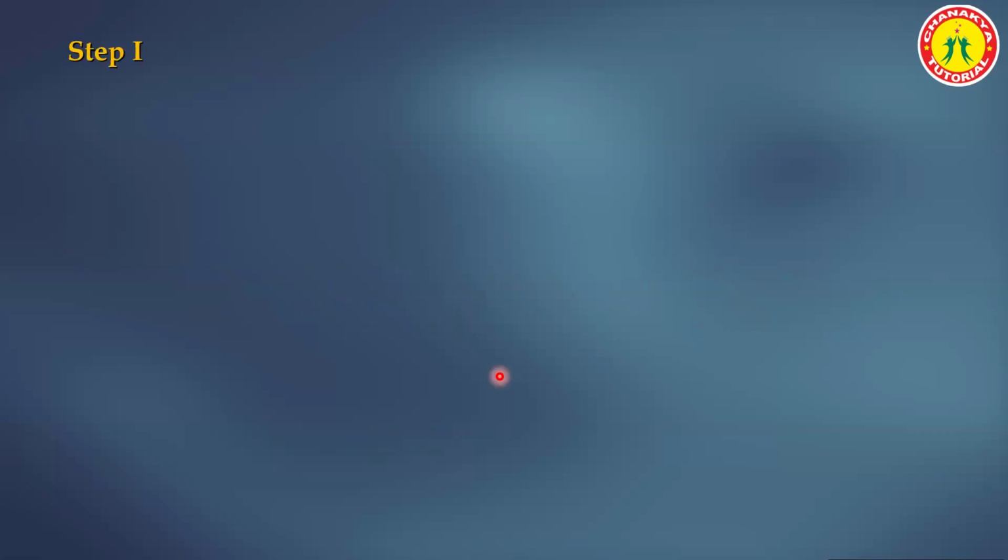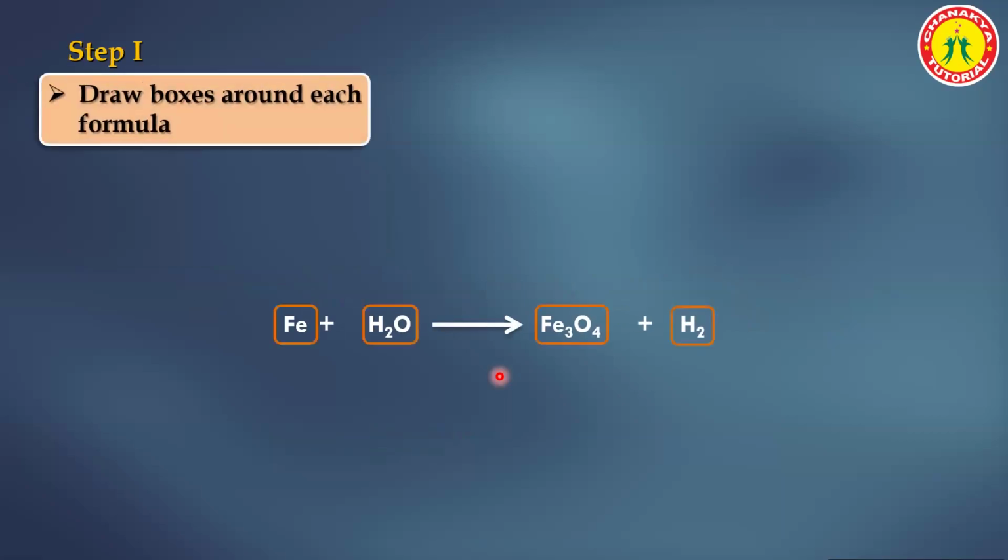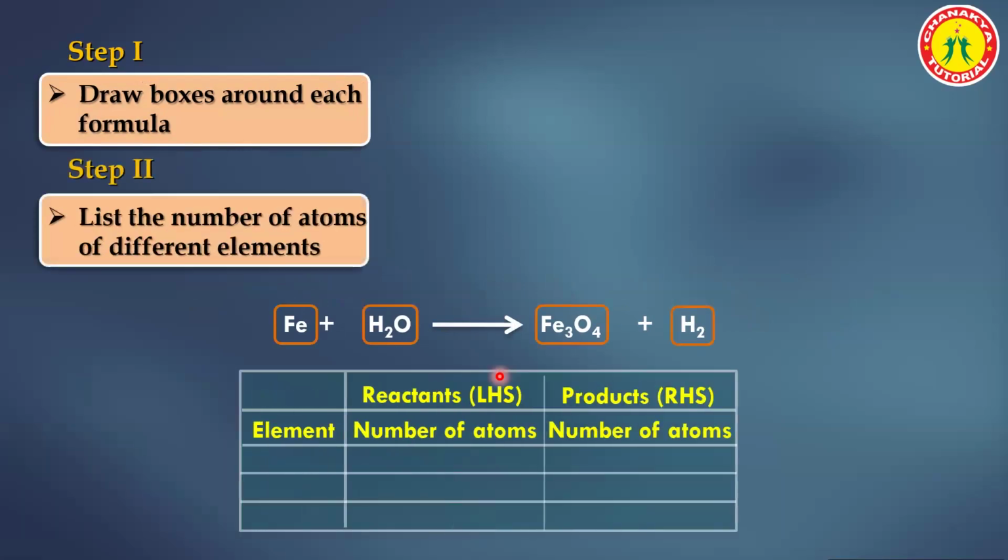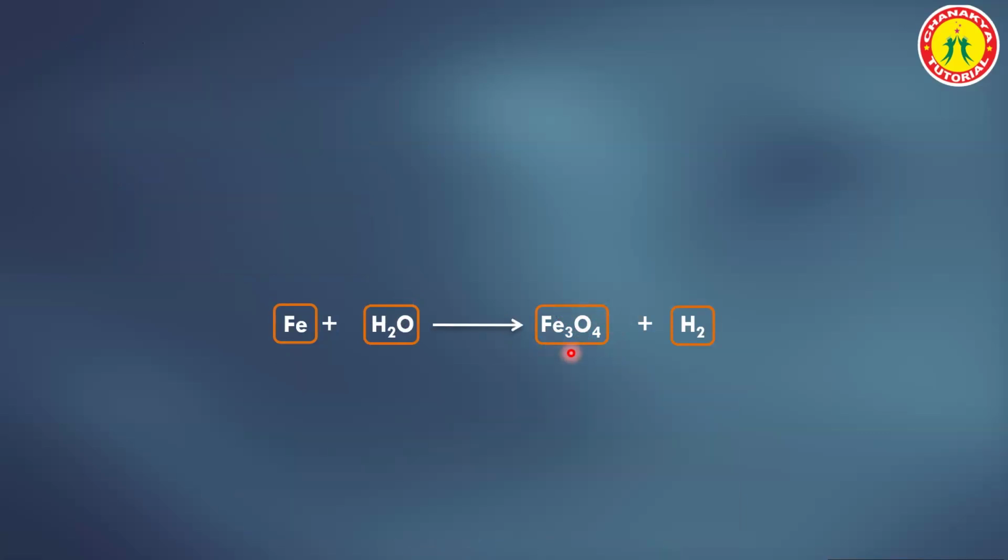So what will be the process of balancing a chemical equation? For example, if we take Fe plus H2O changing into Fe3O4 plus H2. We'll list the number of atoms of different elements. For example, the element Fe, the number of atoms on the left-hand side, the number of atoms on the right-hand side. Then hydrogen, and then oxygen. So we see the number of atoms of oxygen on the left-hand side is 1, while it is 4 on the right-hand side. For Fe, it is 1 on the left-hand side and 3 on the right-hand side. Hence, it is not a balanced chemical equation. It is an unbalanced chemical equation.